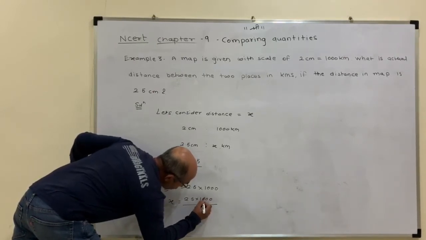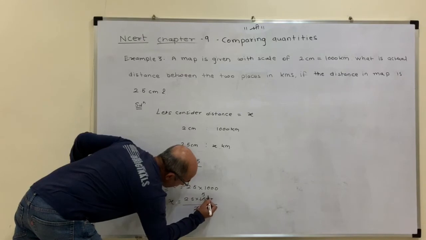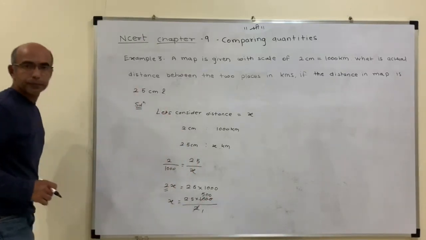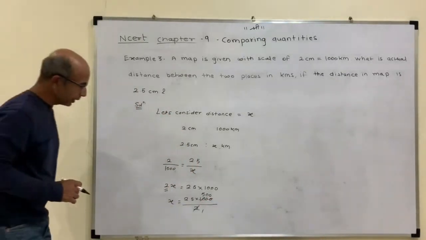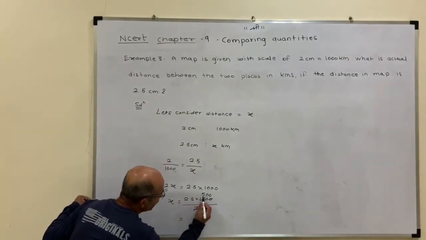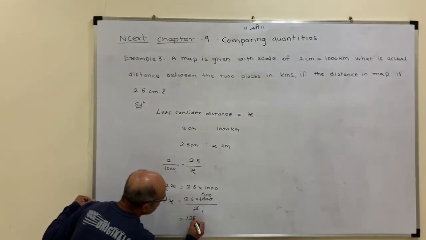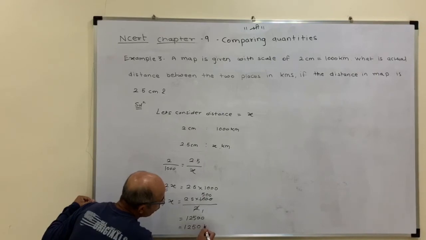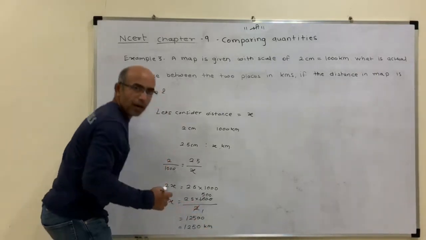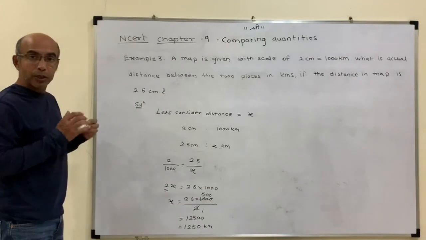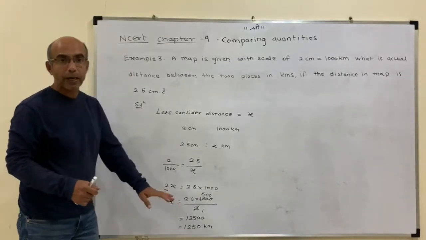2 ones are 2, 2 5s are 10, so it will be 500. So it comes out to be 25 into 5, 125, 0, 0 and 1 decimal place. So it comes out to be 1250 kilometers. You need to learn doing this kind of calculation.